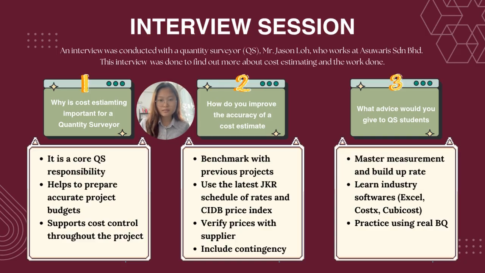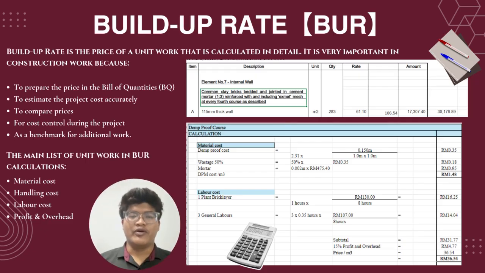Next, I will explain BUR, which stands for build-up rate. BUR is a detailed calculation of the cost of one unit of construction work. It is important because it helps the quantity surveyor prepare build-up quantities and estimate project costs accurately. This also helps the contractor to compare prices against the market price, control project costs, and provide a benchmark for additional work. The main components of a BUR calculation are material cost, plant cost, labor cost, profit and overhead.